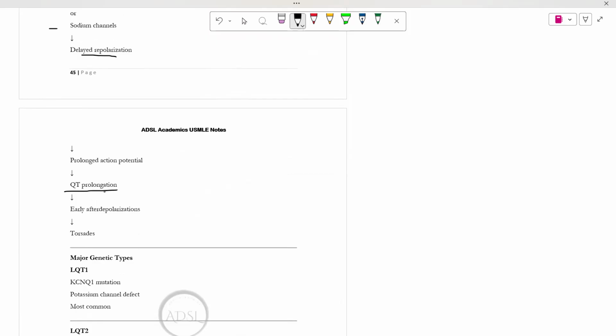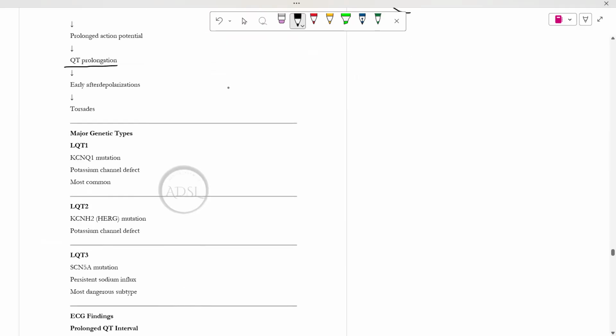Okay, QT indicates repolarization. So that wave that has to come down because of potassium is going to be prolonged like this, because potassium channels are not working properly or the sodium channels are countering it. Okay, so as a result of which there is early afterdepolarization and torsades. Okay, so not only this, the depolarization that happens after that is going to be a little early. Why? Because it was supposed to be like this, no?